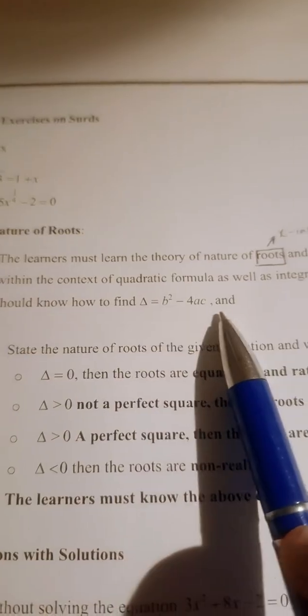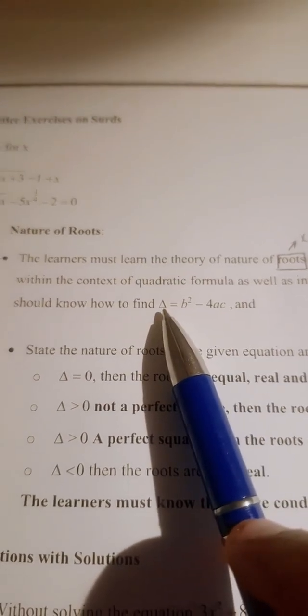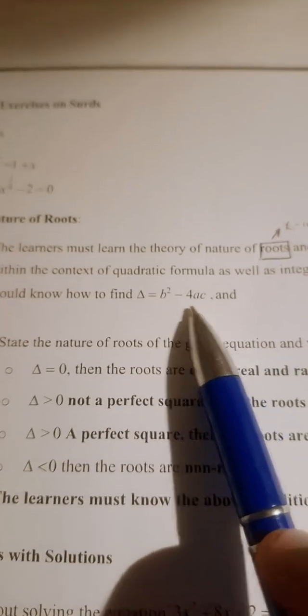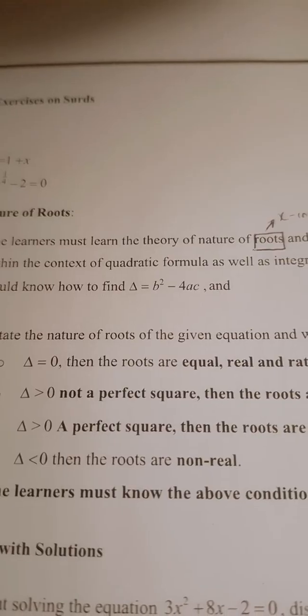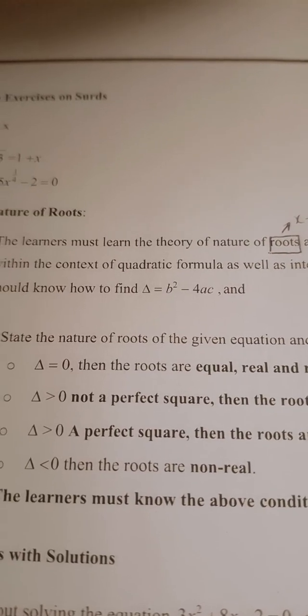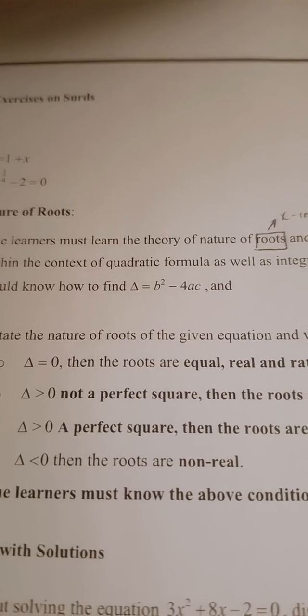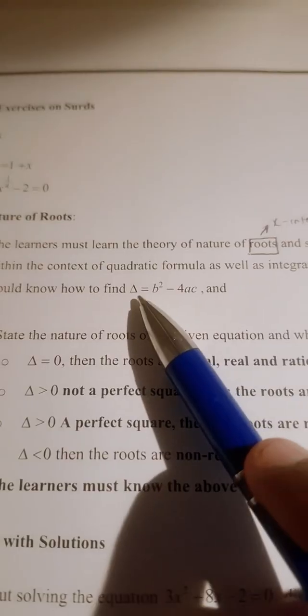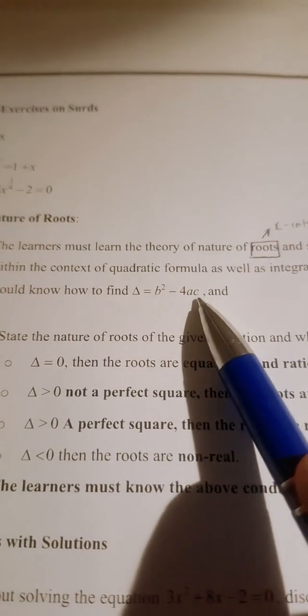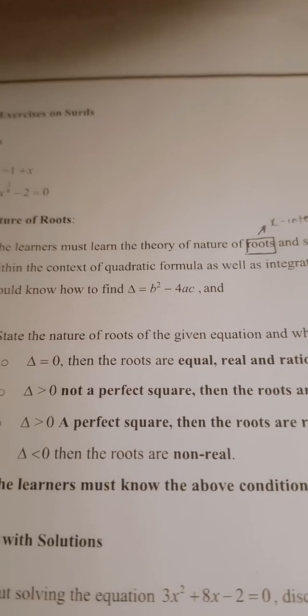Learners should know how to find, what is this, guys? What does the symbol stand for? Do we know? Equal to b squared minus 4ac. Do we know this? Do we understand it? Do we comprehend it? Makes sense to us? Do we know what the concept basically entails? All right. Do we know what the symbol basically means? Do we know what this b squared minus 4ac helps us with?